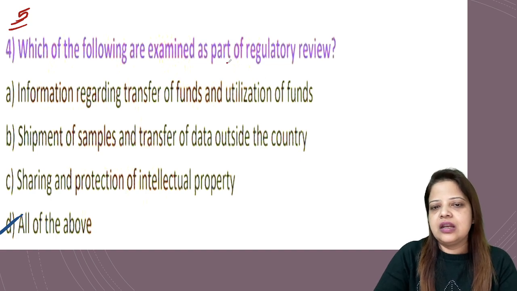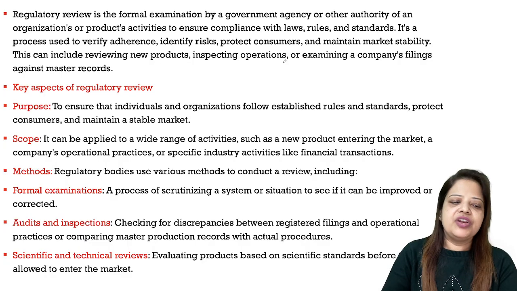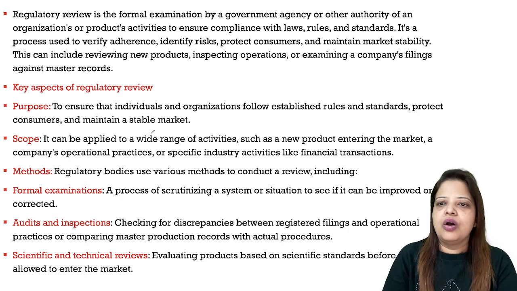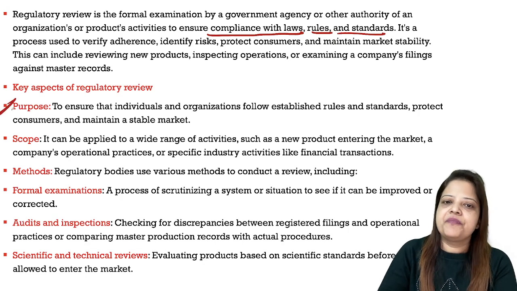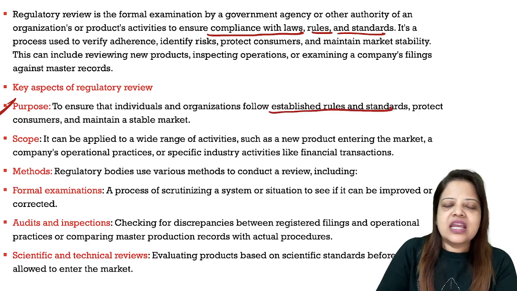So, first we will analyze what is regulatory. First, we will discuss what is regulatory review. Regulatory review is the formal examination by a government agency or other authority of an organization or product's activity to ensure compliance with laws, rules, and standards, right? So it is called regulatory review. So there are some key aspects of regulatory review. The first key aspect is purpose, to ensure that individuals and organizations follow established rules and standards. Second is scope.